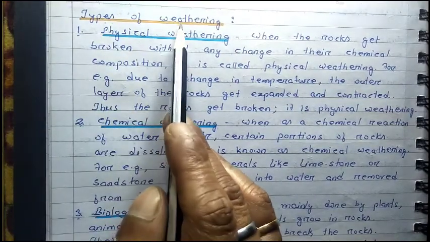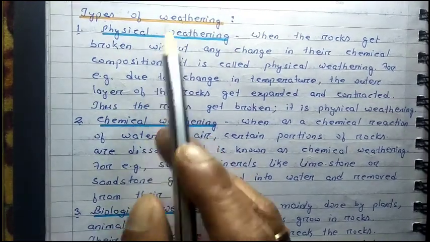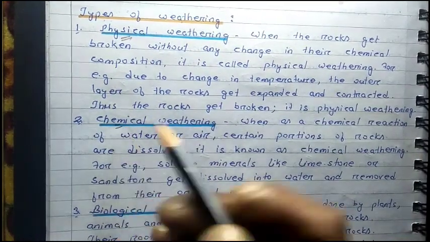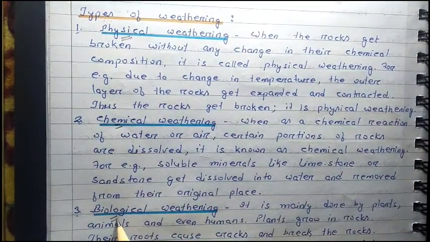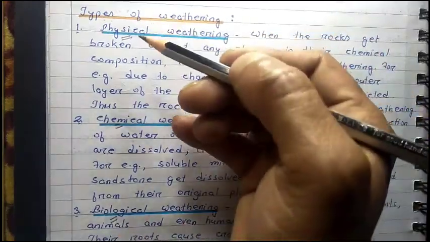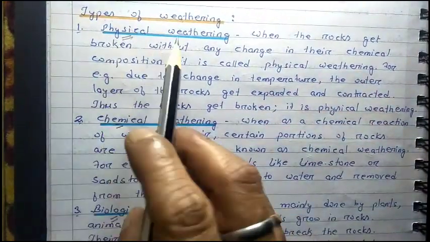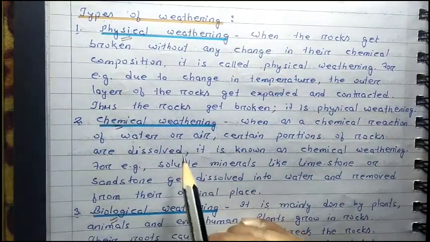Weathering can be classified into mainly three types. One is physical weathering, another one is chemical weathering, and the third one is biological weathering. I have tried to show you the picture of all these three types of weathering, and let me explain to you what is the meaning of all this.